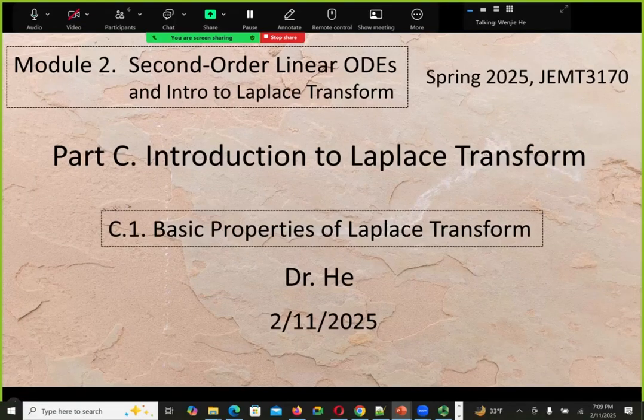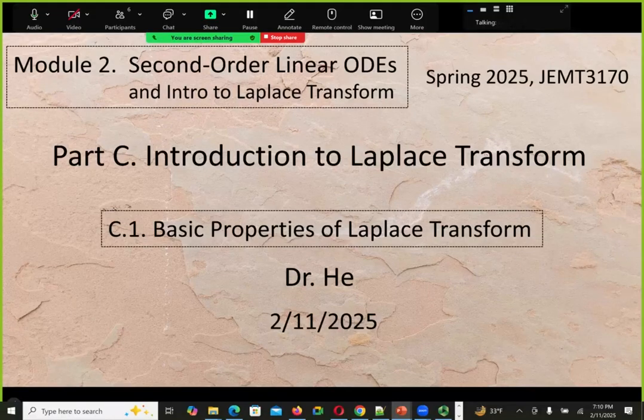Very important topic: the Laplace transform. First, I need to spend some time to explain why this is a good, powerful, important method for solving ODEs. Section C.1, basic properties of the Laplace transform.